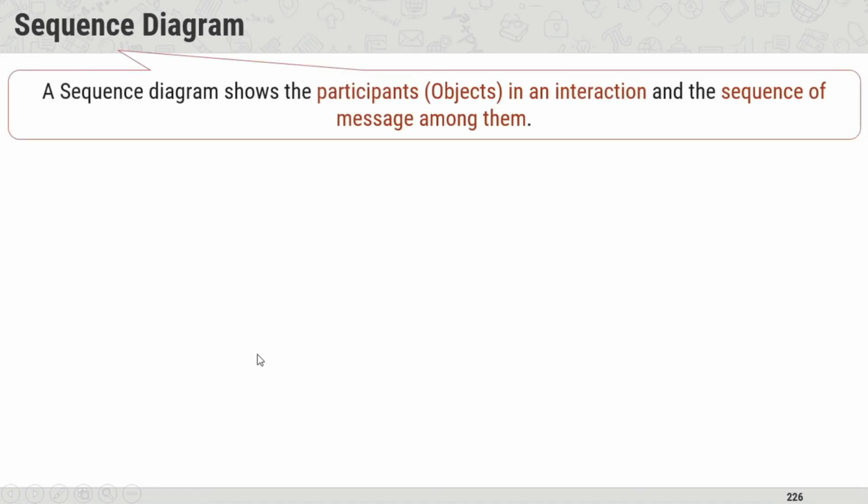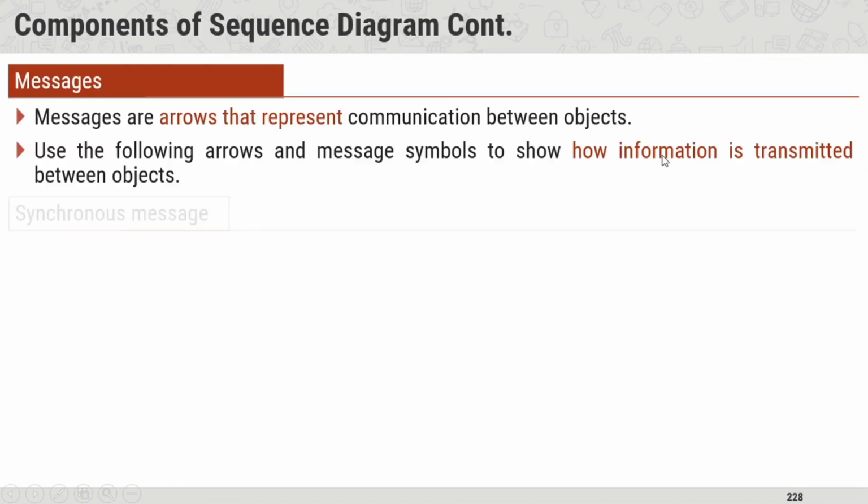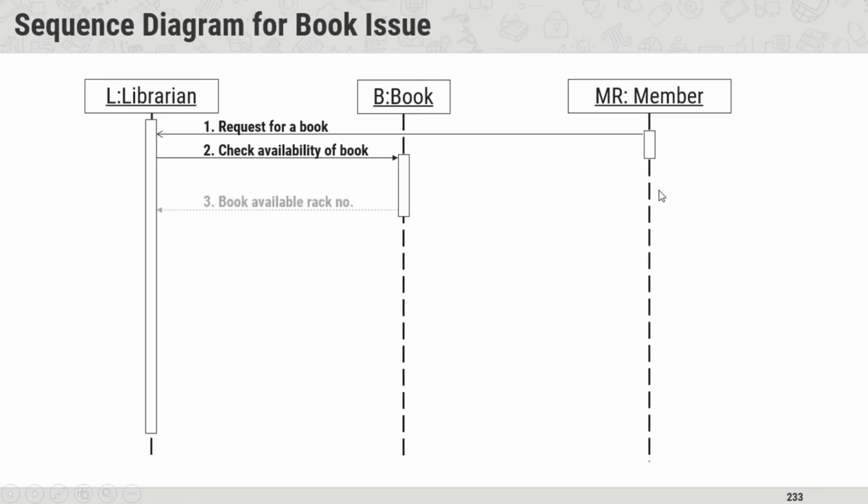Now the next diagram is the sequence diagram. We have drawn the diagram for each and every object, where we denoted the states available for each object, and how the transitions will happen. But now we want to show the participants in an interaction and the sequence of messages among them.